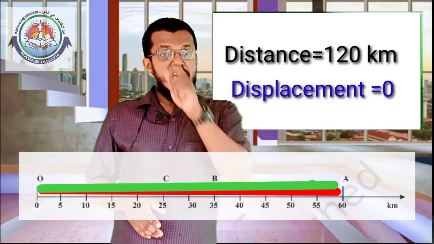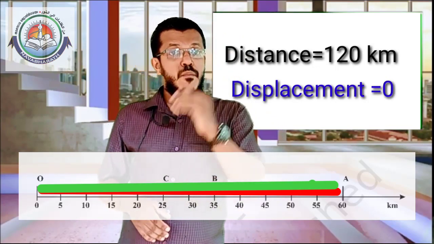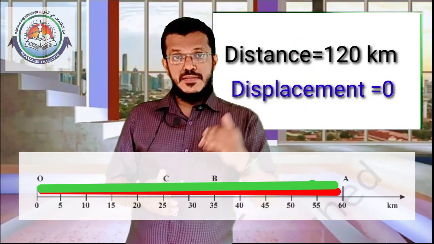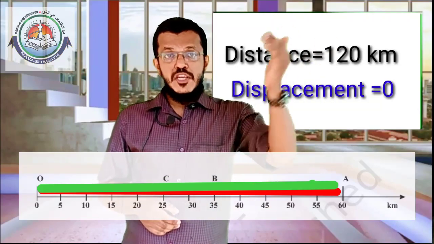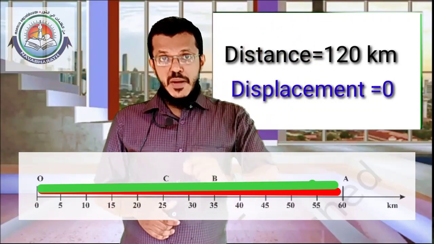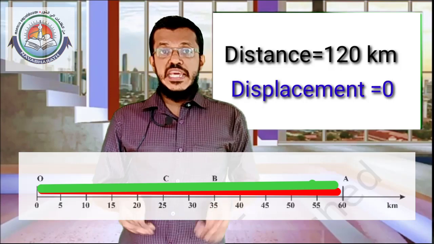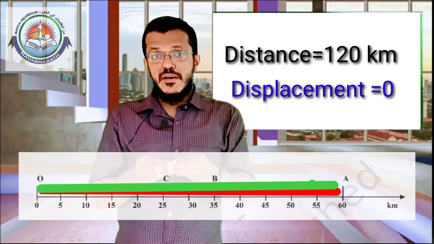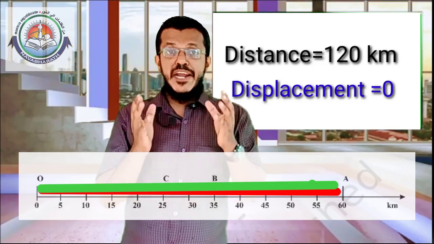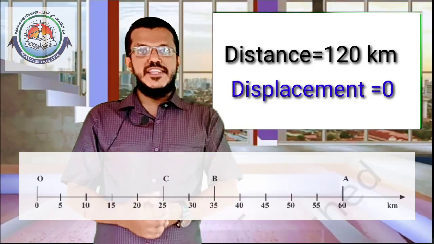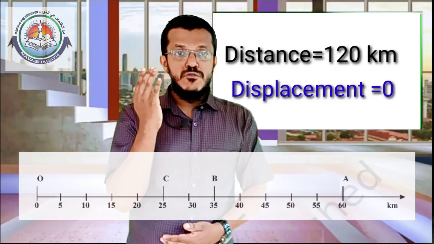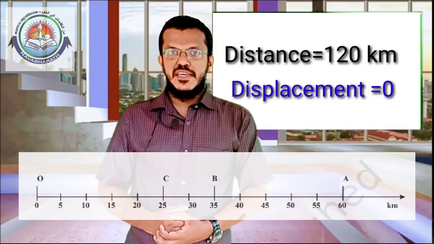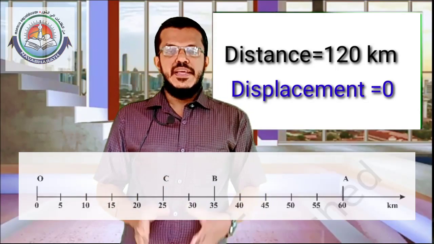Okay, that means if a body moves a certain distance and comes back to the same initial position, then the initial position and final position coincide with each other. That means the magnitude of the displacement traveled by this body will be equal to 0. That is the case. Okay, let's conclude.